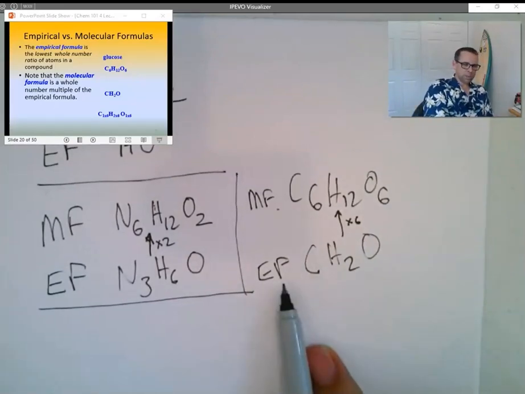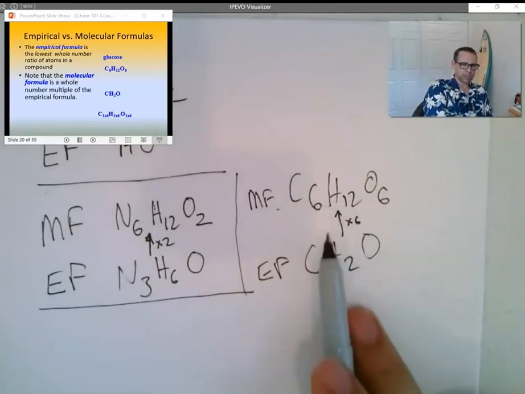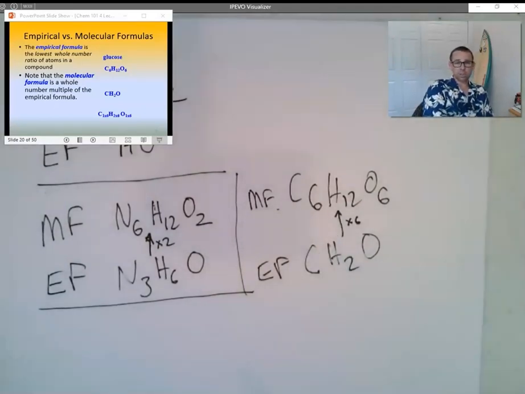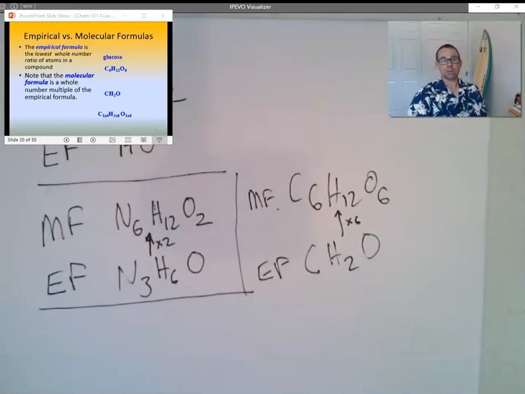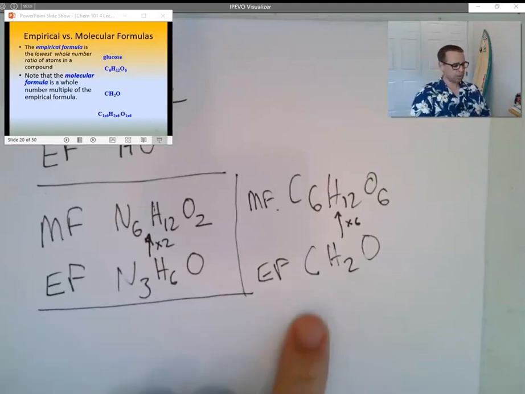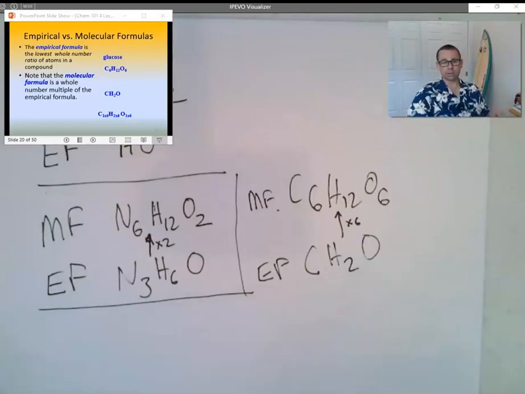Okay, so this relationship between the empirical formula and the molecular formula is very important. It helps us to relate the empirical mass to the molar mass of the compound. Now, the term empirical mass essentially means the mass of the empirical formula. How would we find that? How would we find the mass of the empirical formula?